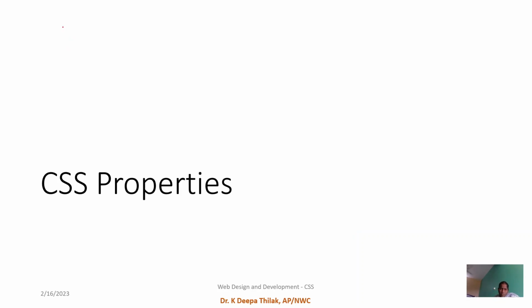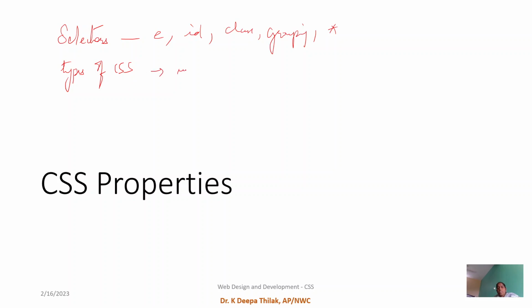So far we have discussed the different types of selectors we will be using and the different ways of including CSS in the HTML file. For selectors, we know the element selector, ID selector, class selector, grouping selectors and universal selector. The types of CSS are inline, embedded and external. This is the summary of the previous objective.